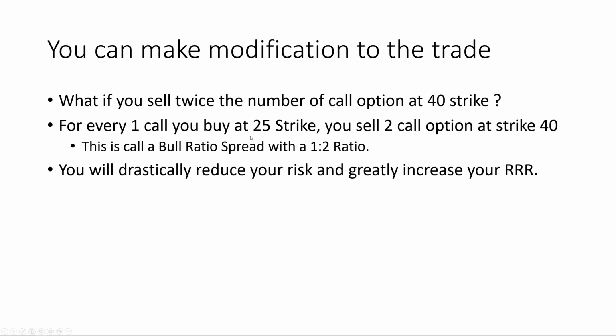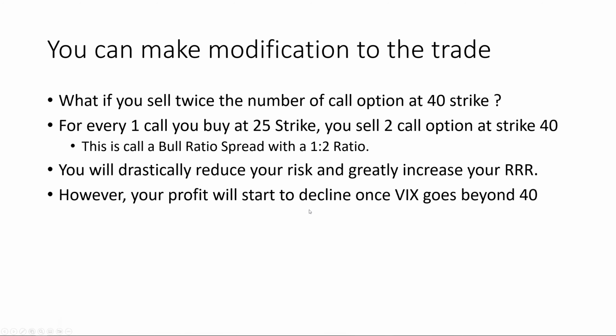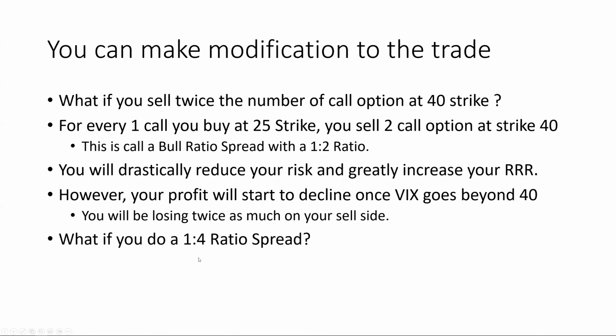So if you do this, what's going to happen is that you are going to reduce your risk greatly, and you are also going to increase your risk reward ratio greatly. But of course it will come at a risk, because if let's say VIX goes beyond 40, you will see that your profit will actually reduce. Your profit will no longer be capped, because now you are losing twice as much since you are short selling 2 call options. So there is a downside to whatever strategy you are using.